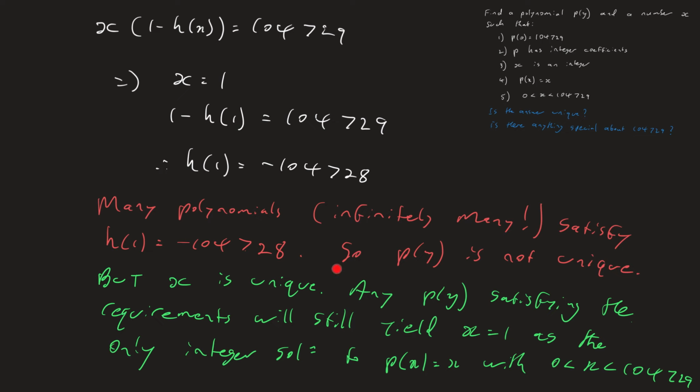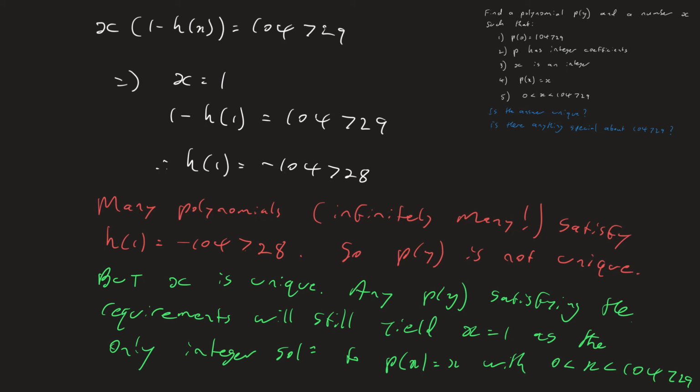In terms of the polynomial, though, there are actually many polynomials that meet these requirements here. Indeed, the only requirement we have is that when x is equal to 1, so I substitute x equals 1 in here, I get 1 times 1 minus h of 1 equals 104,729. So 1 minus h of 1 is equal to 104,729. My polynomial h, which sits in front of the y term, so to speak, in p of y, can be anything I like, provided when I evaluate it at 1, I get this number here.